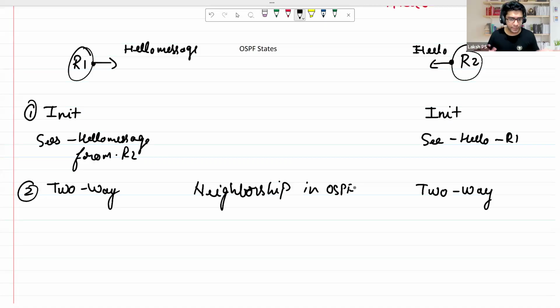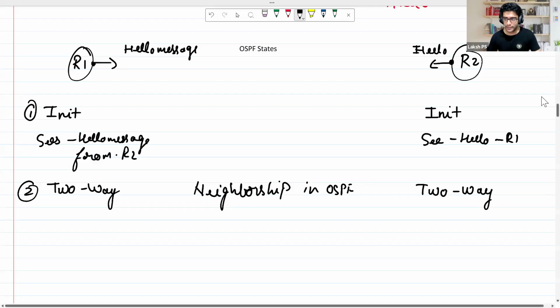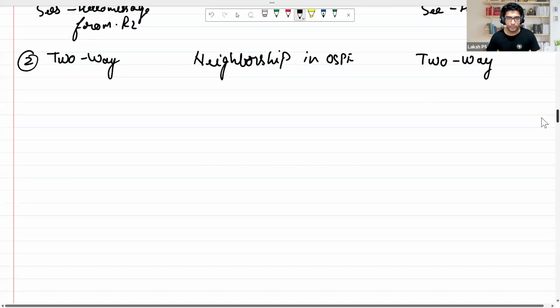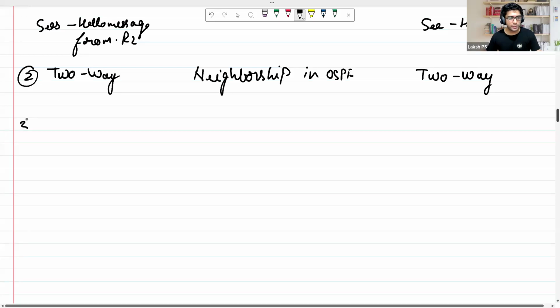So neighborship meaning they have just become friends. They exchanged the hello. They saw each other's router ID. They read each other's address mask, the IP address, the address mask, hello timers, dead timer, and the area. Okay, and they found the matching parameters and the non-matching parameters to be fine. So they move into a state called as two-way state. Okay, now once they move into a two-way state and once the criteria is all fulfilled, they move into a state called as ExStart state.